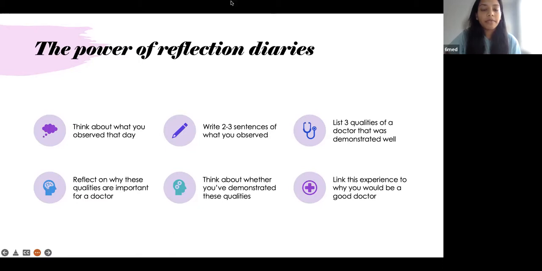So a reflection diary is what I would suggest doing if you haven't done work experience yet, or if you've arranged work experience this summer.